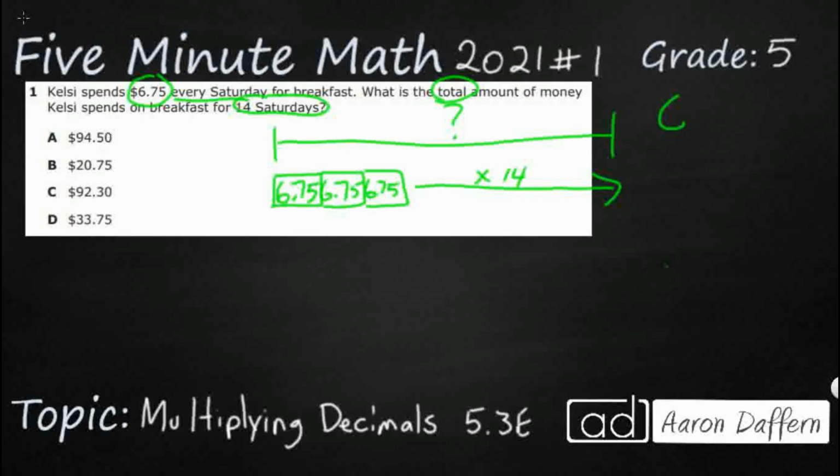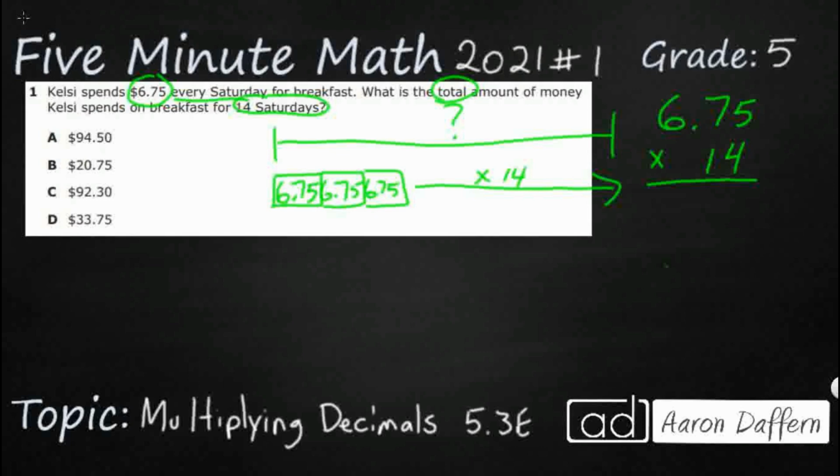So we'll line this up right here. Before we get to that, let's see if there are any other options. If we wanted to, we could actually do repeated addition, right? We could add 6.75 plus 6.75 14 times, very long. That's why we do multiplication.